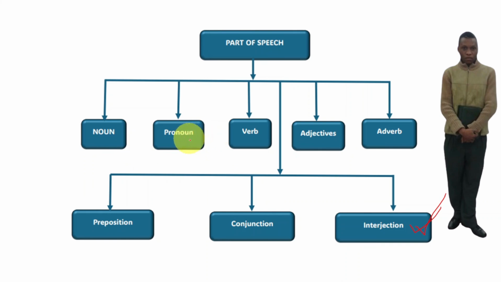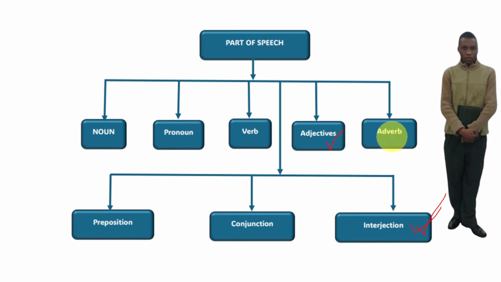Now, pronouns, we have he, she. Let's say instead of repeating the noun, you don't have to repeat it. That's the main reason we use the pronoun. Verbs, you need to know how to use them. We have the present, the past, the future, and the other one. Adjectives, you need to know how to use them.